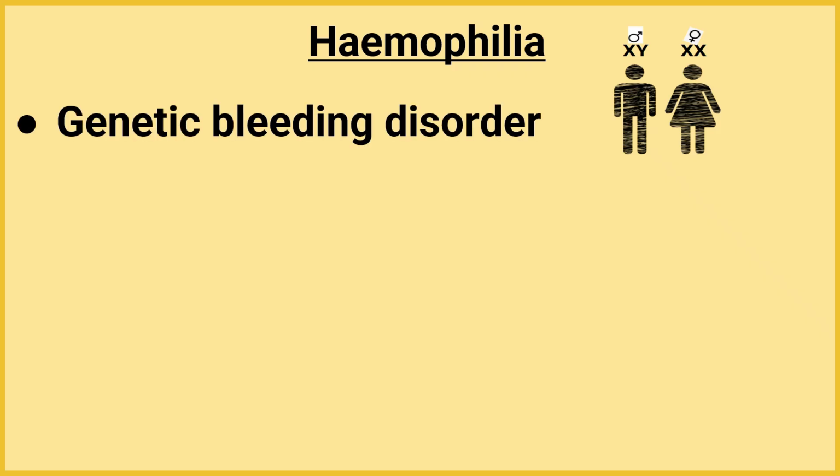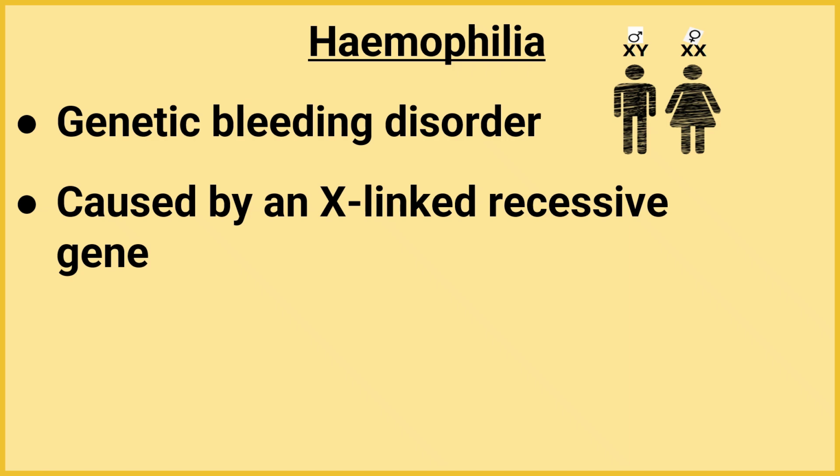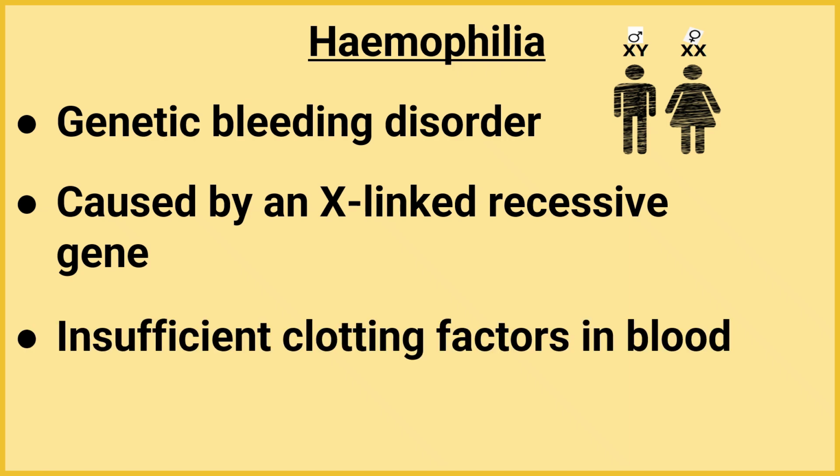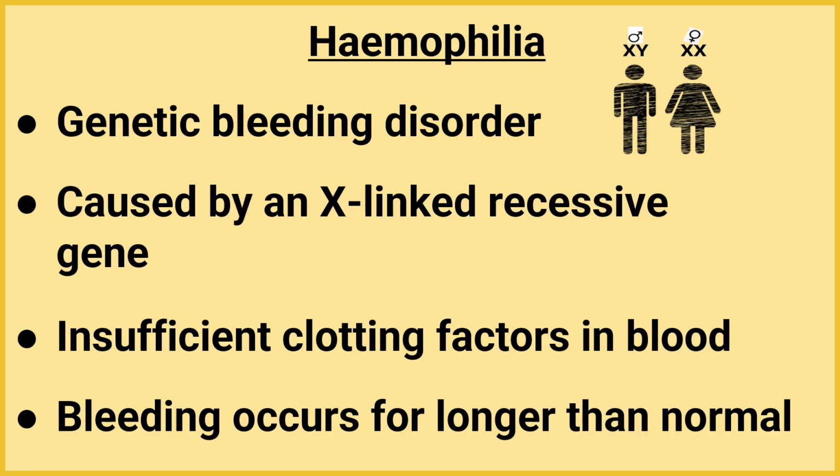Hemophilia is a genetic bleeding disorder caused by an X-linked recessive gene. Hemophiliacs' blood lacks sufficient clotting factors, and thus they tend to bleed for a longer time than normal. Bleeding in hemophiliacs is difficult to control.